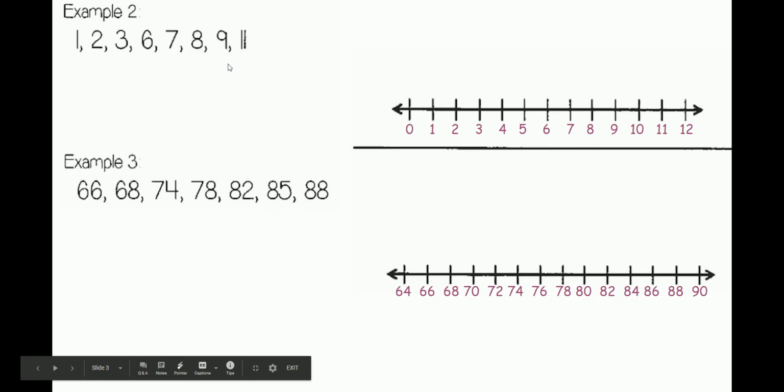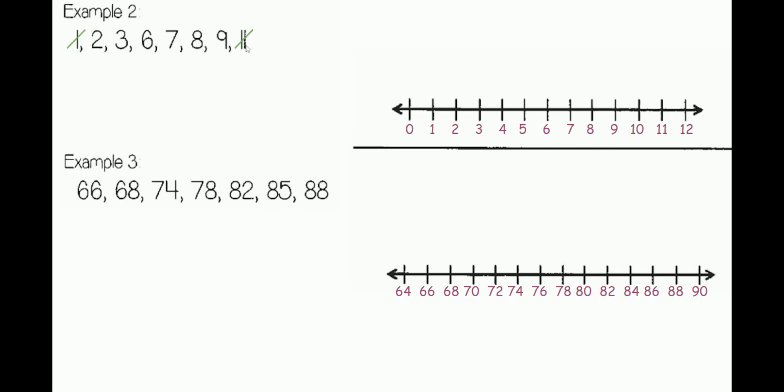All right, 1, 2, 3, 6, 7, 8, 9, 11. It is in order, so cross off the sides. Next. Looks like we have to cross off both of them. There's no number in the middle. There's no one number. It's those two numbers. So we need to take the number between 6 and 7, which is 6.5.